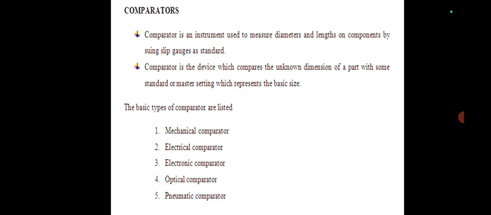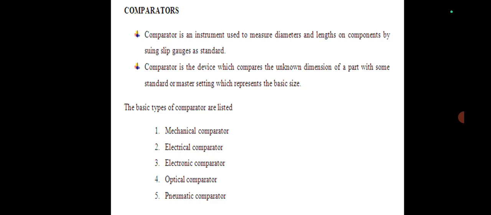Finally, what is a comparator? A comparator is an instrument used to measure diameters and lengths of components by considering a slip gauge as a standard. A comparator is a device which compares the unknown dimension of a part with some standard master piece. So what does comparator mean? We are comparing the known standard value with the unknown value. That is called a comparator.